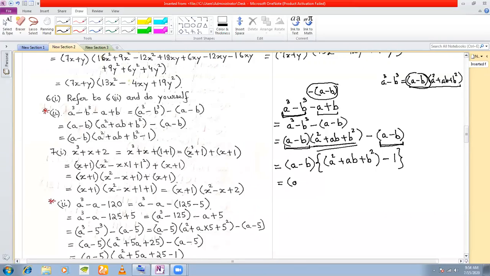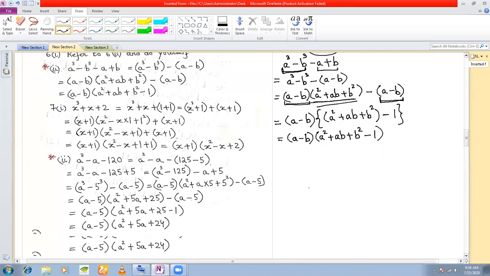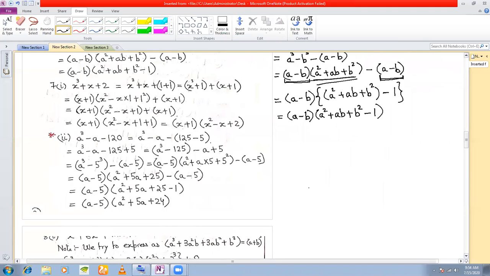And therefore a minus b into a square plus ab plus b square minus 1. So this has been factorized into two factors, a minus b and a square plus ab plus b square minus 1. Yes. Okay. Look at the next one.